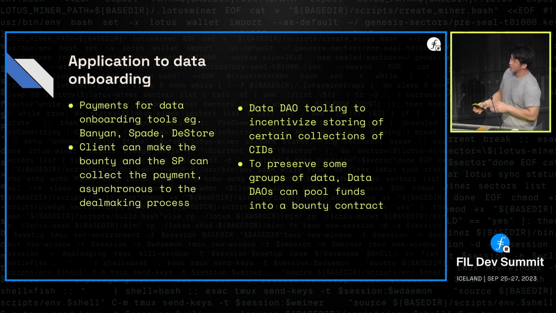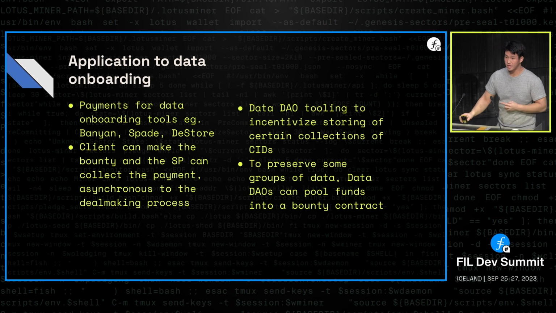So a few things, applications where this can work. For any onboarding tool, like Spade, dStore, Banyan, it works with everything. It's agnostic to all of that. It works on the smart contract. Clients can, as Deep said before, post a bounty. And then once the deal is made, you can specify which SP can take this payment, and then they can take the payment. Or you can also specify which group of SPs can take the payment too.